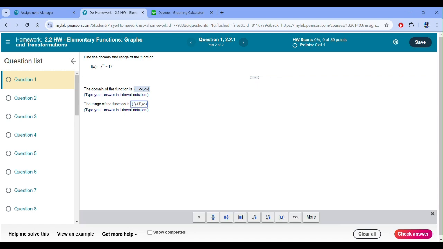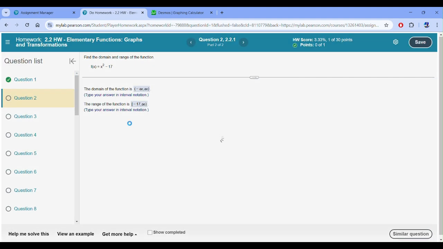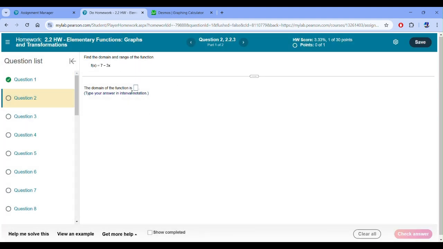The range of the function, I'm sorry, it is not a parentheses, it is a hard bracket because it touches 17. There we go. Very similar domain, this is all real numbers because it's a linear line. Range, same thing. Let's look at this one.